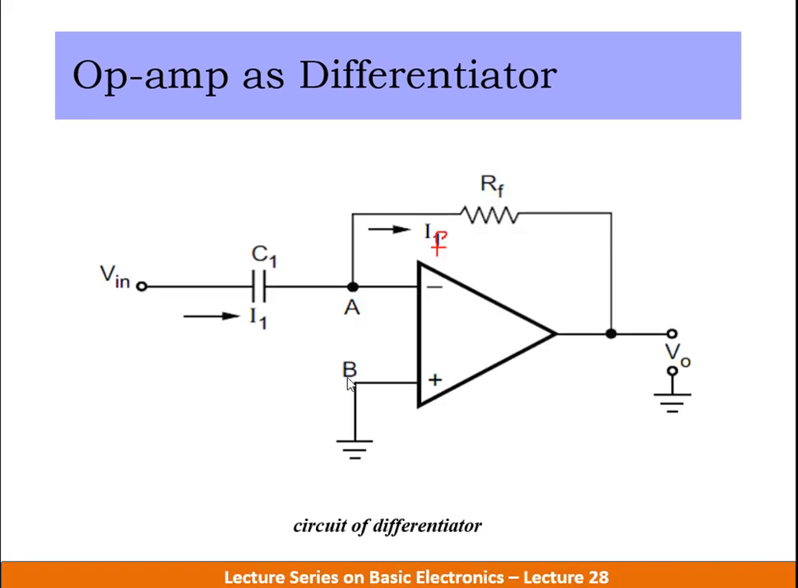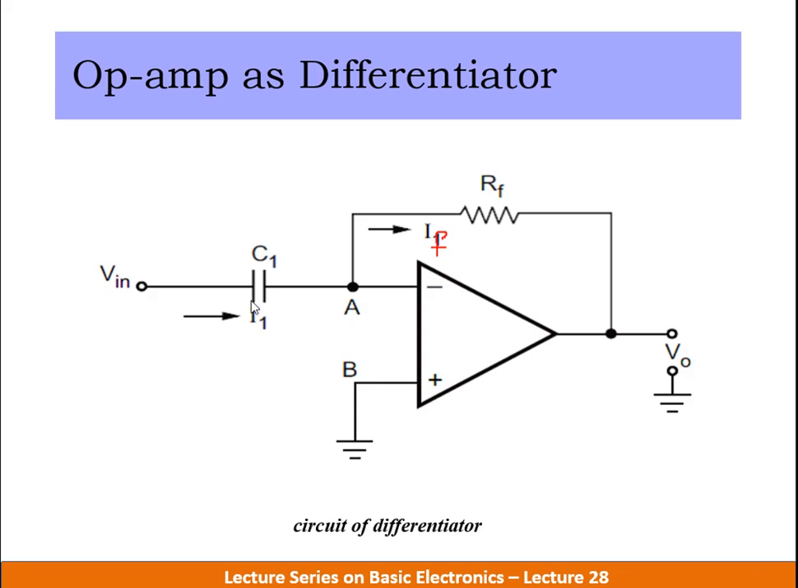This is the circuit diagram of a differentiator, wherein we have Vin, the input voltage. C is a capacitor which is in series with the applied input voltage, and we have a feedback connection from output to input. The feedback component used here is a resistor, denoted as RF, and the non-inverting terminal of the op-amp is connected to ground, where VO is the output voltage. I1 is the current flowing through the input capacitor C1, and IF is the current flowing through the feedback component RF.